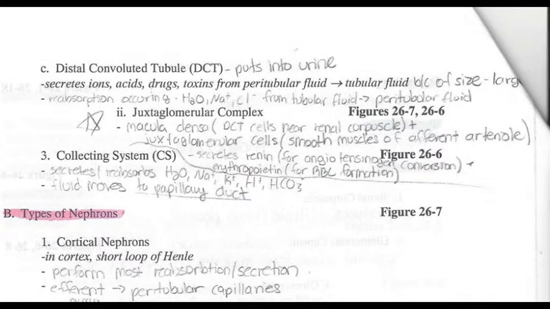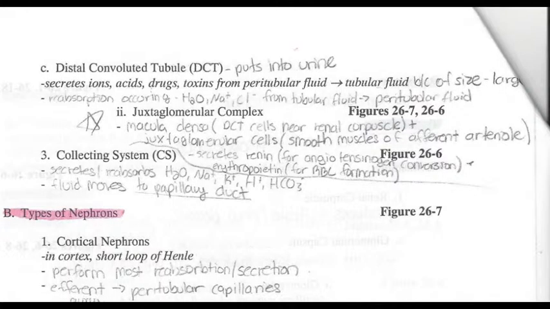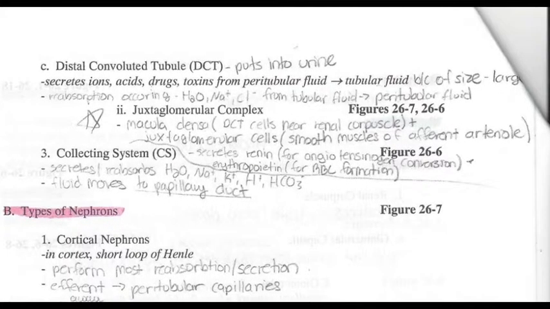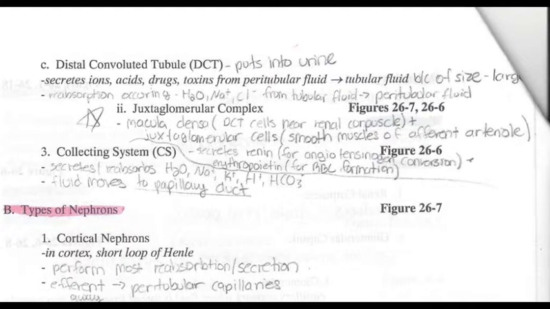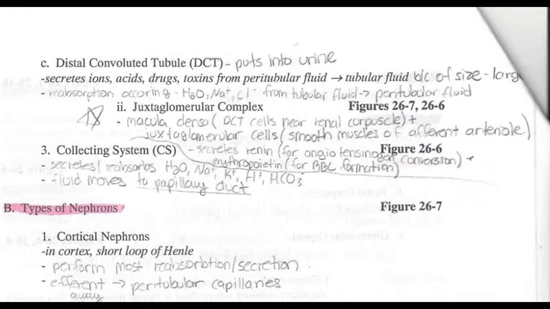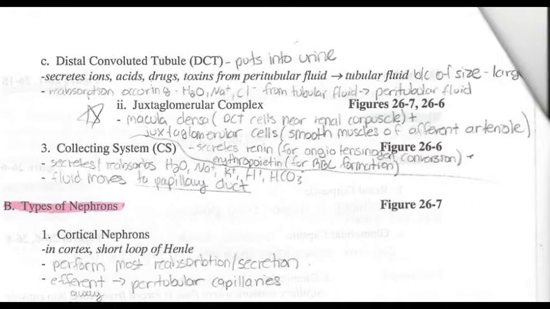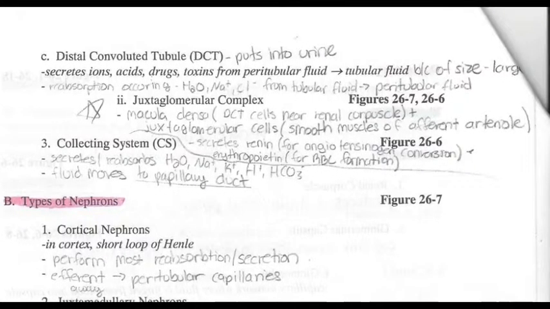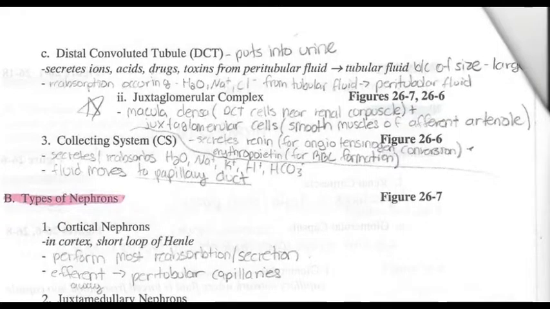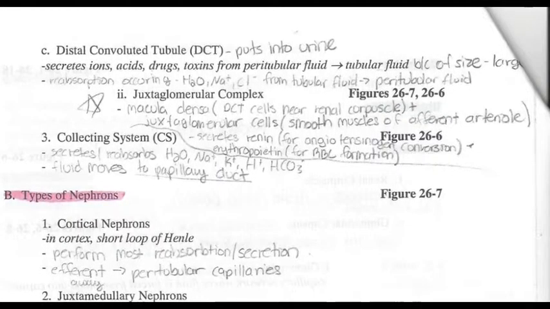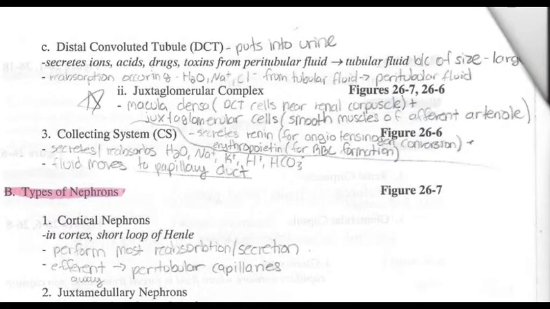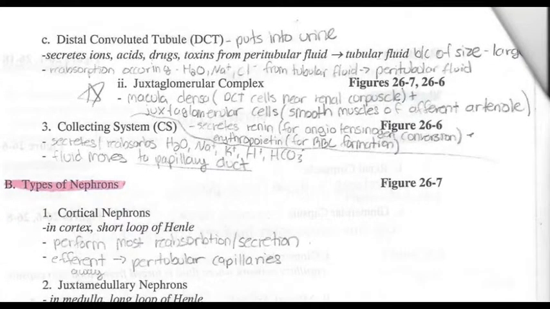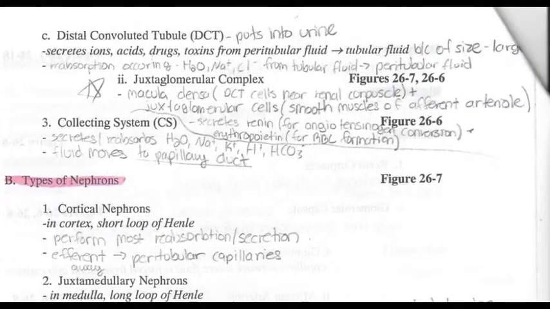Page 3. C. The distal convoluted tubule, also known as the DCT. This secretes ions, acids, drugs, and toxins from the peritubular fluid to the tubular fluid because of the large size of the objects being secreted. Reabsorption occurs in the DCT. Reabsorption of water, sodium, and chloride from the tubular fluid to the peritubular fluid.